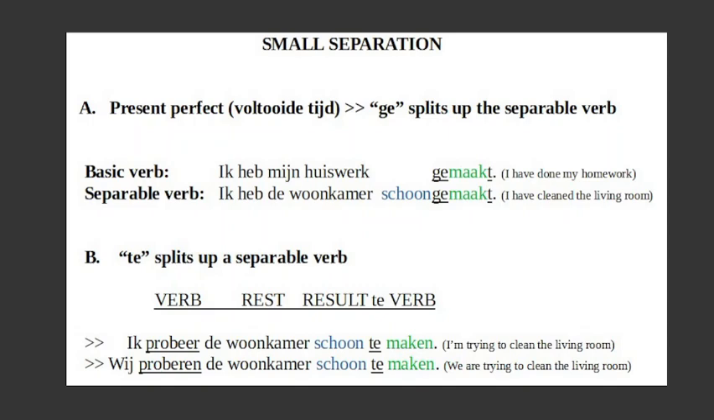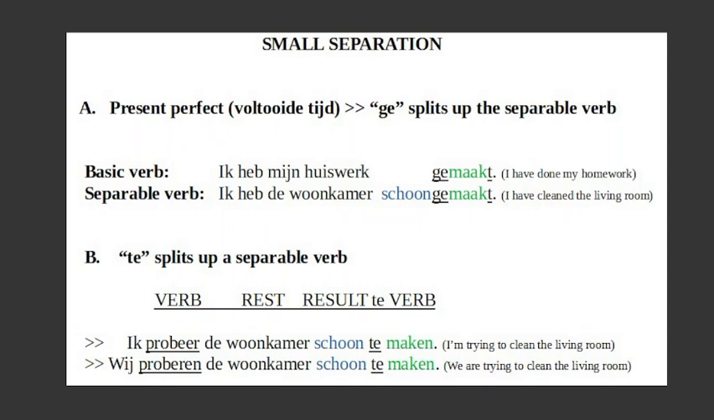As for small separation, there are a few ways this can happen, but in my mind there are mainly 2 scenarios that you should remember. The first scenario is in the case of the present perfect, or de voltooide tijd in Dutch. Here you often see the prefix ge attached to a verb. This prefix comes in between the 2 parts of the separable verb. So we go from a sentence with a basic verb, ik heb mijn huiswerk gemaakt, to one with a separable verb, ik heb de woonkamer schoongemaakt.